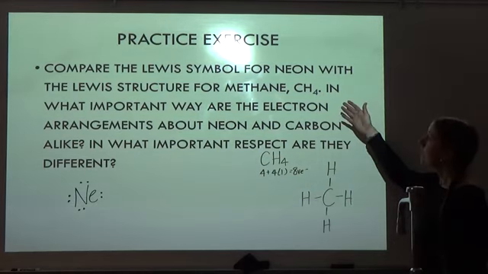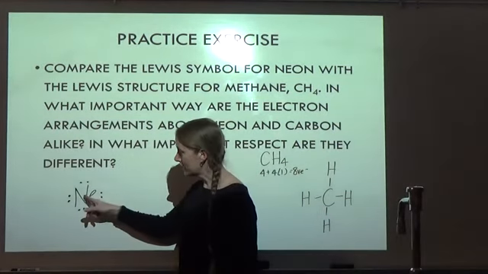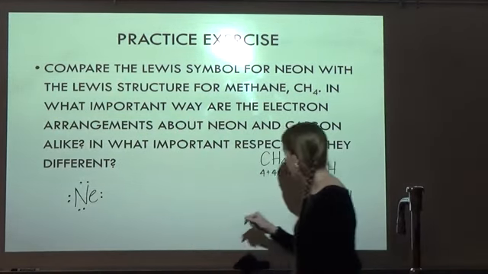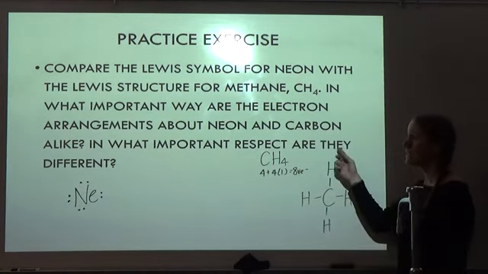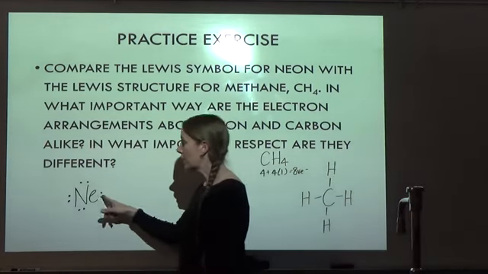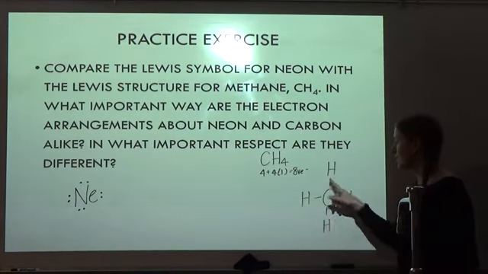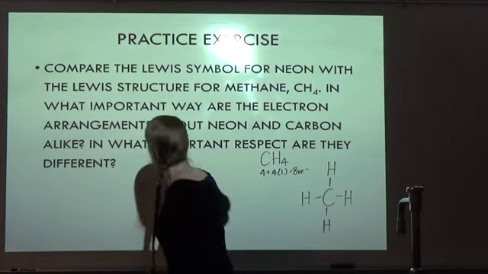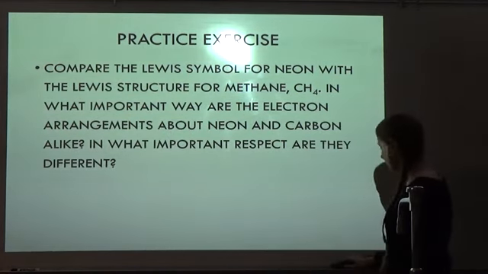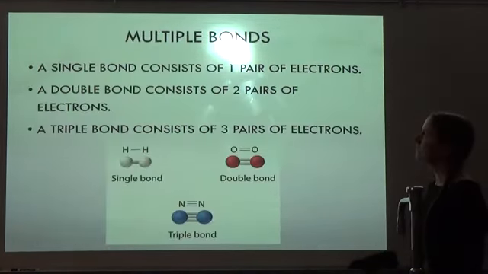So it says, what about them is the same? Well, what's the same is both of them have an octet. Neon has 2, 4, 6, 8. Carbon has 2, 4, 6, 8. So they're the same in that they both have an octet. But what's different? Neon's are non-bonding or lone pairs of electrons, whereas carbon's are bonding electrons that are being shared. Okay, so that's what's alike and what's different. And here's my answer: they're both alike because they have an octet. They're different because neon's are non-bonding and carbon's are bonding.